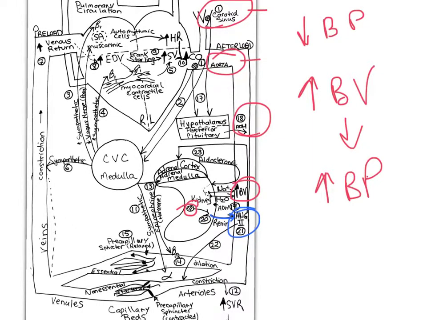We then have the RAAS system, and it is responding to the baroreceptors in the kidney, sending out renin, angiotensin II, stimulating the release of aldosterone from the adrenal cortex, which again increases the reabsorption of water and increases blood volume. Remembering that angiotensin II also causes vasoconstriction, and as a result is going to increase the vascular resistance and increase blood pressure that way also.